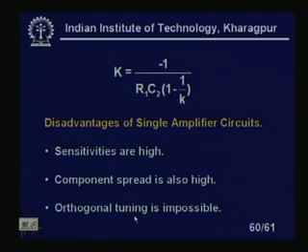And quite obviously, you say that I will make QP less, but QP is not in your hands. Suppose in some signal conditioning circuits, somebody needs a very large QP. In that case, your component spread will also be very high even if you use the unity gain amplifier structure. And orthogonal tuning that I discussed is also not possible. Orthogonal tuning is just impossible in the case of the single amplifier structure. So, these are the typical drawbacks of this single amplifier structure.